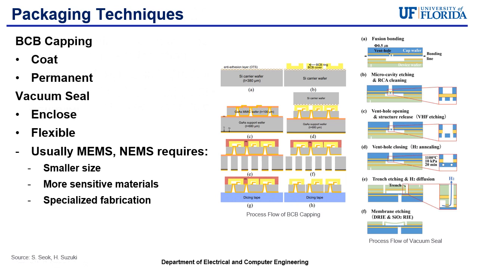Other packaging techniques include benzocyclobutene, aka BCB, capping, and vacuum seal. The biggest difference between the two is that BCB capping is a coating, while vacuum seal has an enclosure, and BCB capping is usually a permanent process while vacuum seal is seen to be more flexible. Shown in the left figure, the process flow of BCB capping is as follows.